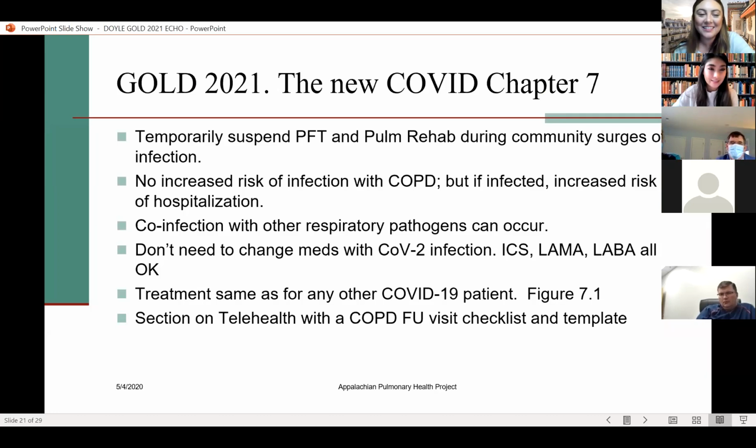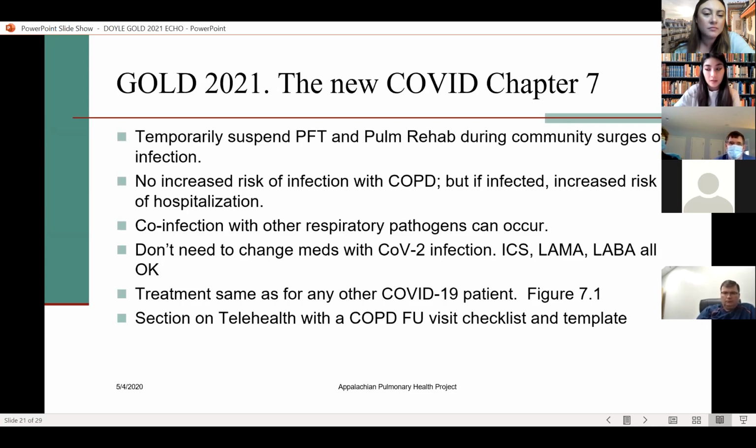So here's the new chapter, chapter 7 on COVID. I summarized here some of the main takeaways I got from that chapter. They said to temporarily suspend PFT and pulmonary rehab during community surges. Well, we all did that. Interestingly, they said there's no increased risk of coronavirus with COPD. So having COPD doesn't itself put you at increased risk for COVID, but if you get COVID, you're at increased risk of hospitalization.